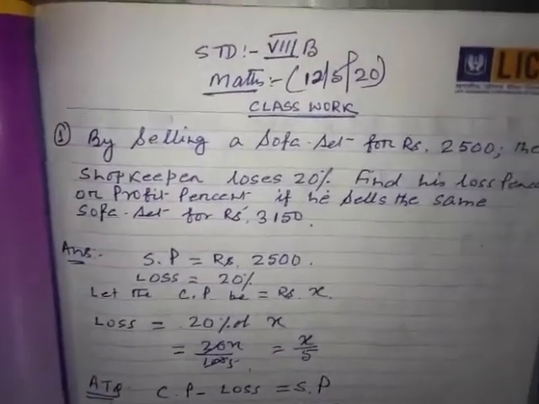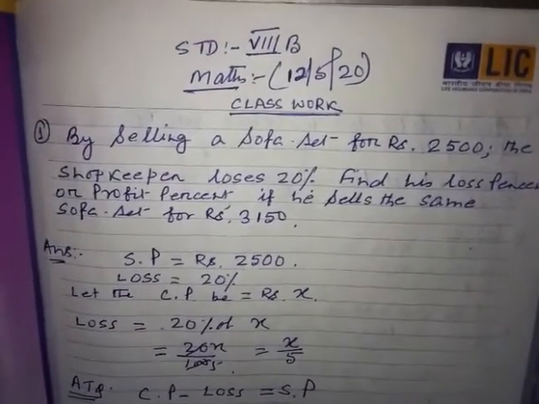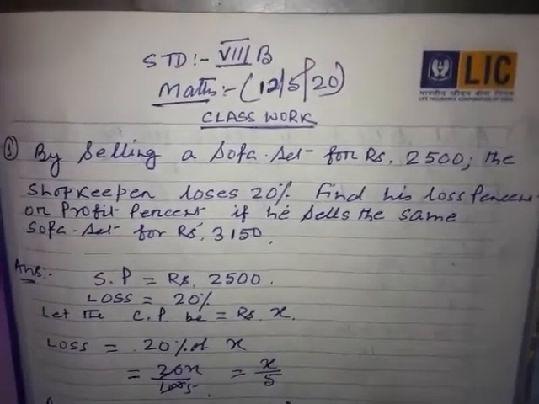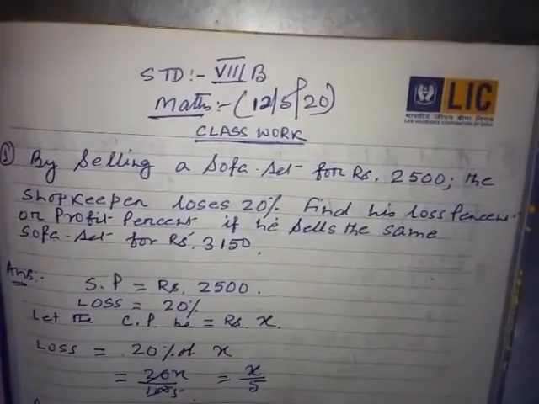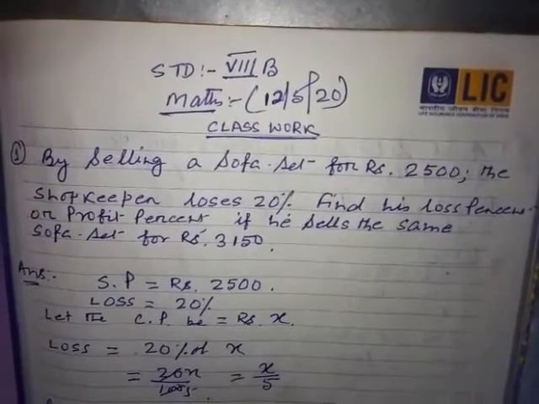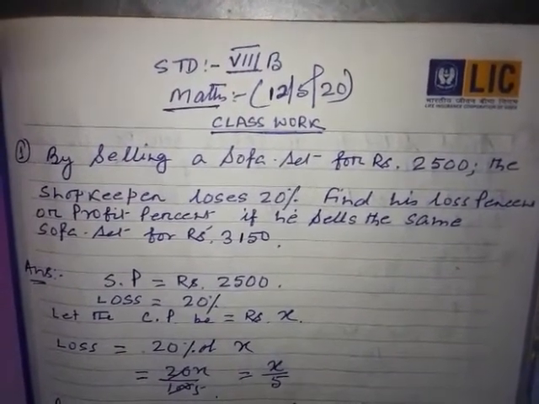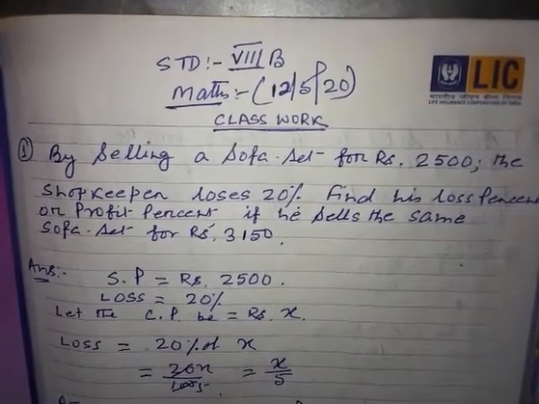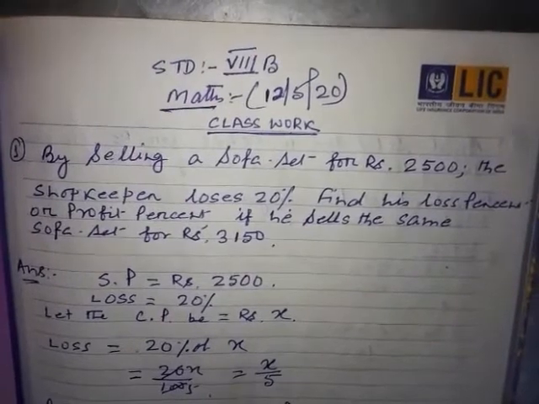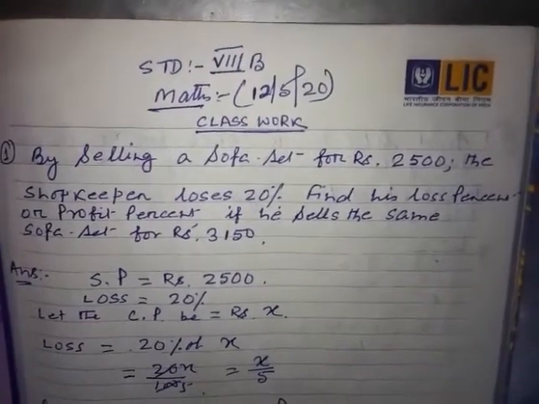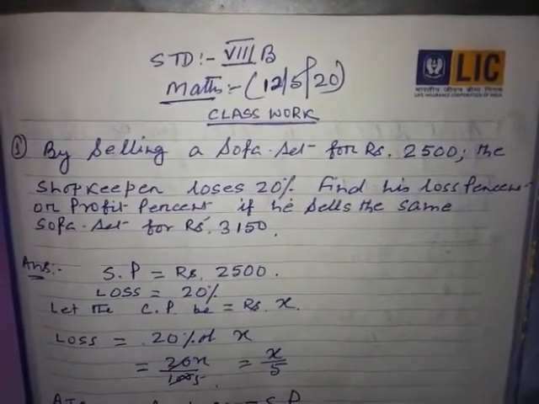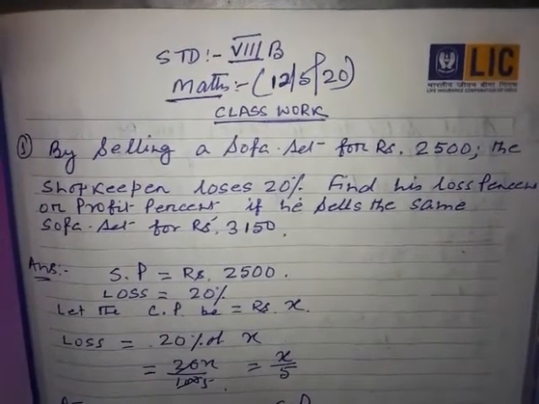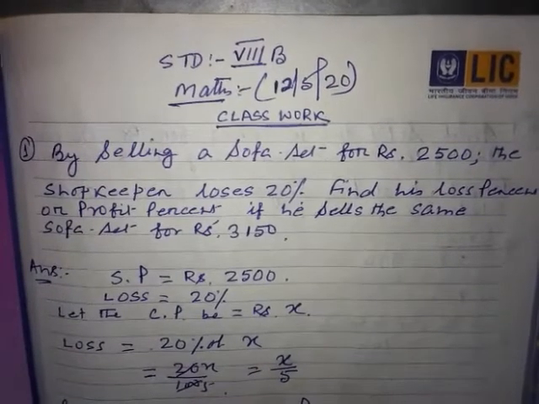Today, once more, I'm going to discuss some problems based on profit and loss. All these problems are of different types based on profit and loss. Yesterday I told you, and once more I want to remind you, whenever you are going to calculate the profit and loss or profit percent or loss percent, always try to find out the CP first.